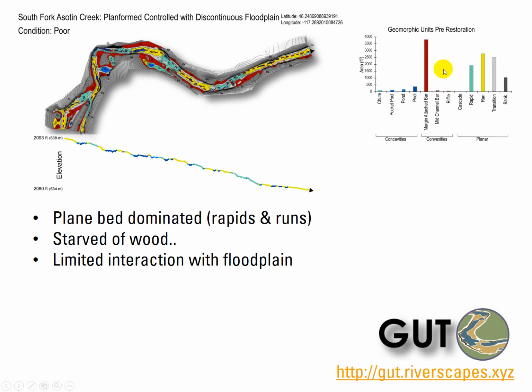Well, what are those? If we take a closer look, runs and rapids. So basically two planar units, sort of plane bed bowling alley garbage. One's steeper and one is shallower. Okay, so this is a plane bed dominated system, and it's starved of wood, and it has limited interaction with its floodplain.